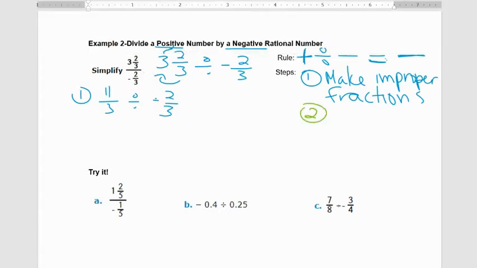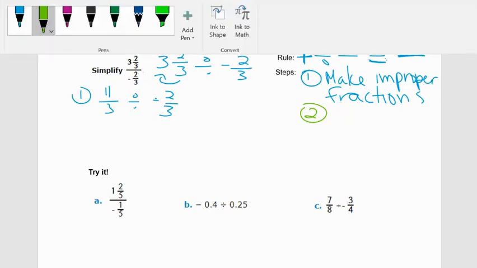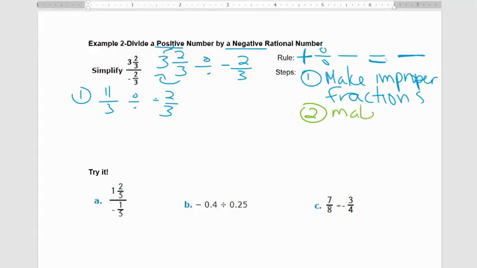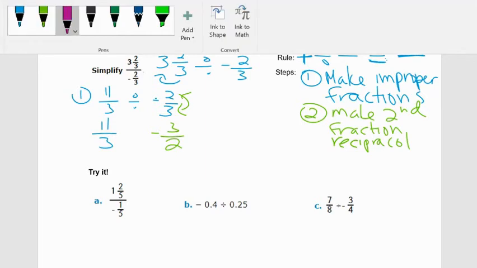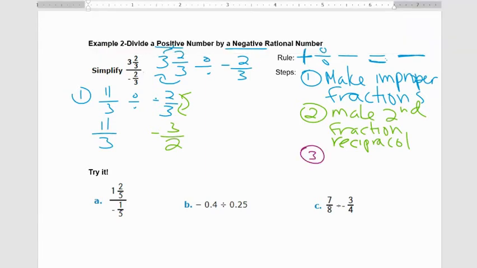Our second step, find reciprocal, or not really finding it. That's kind of easy. So make second fraction reciprocal. So negative 2/3 to reciprocate, you're flipping it upside down, and then you still have 11/3 on this side. And your last step over here is turn your division to multiplication.